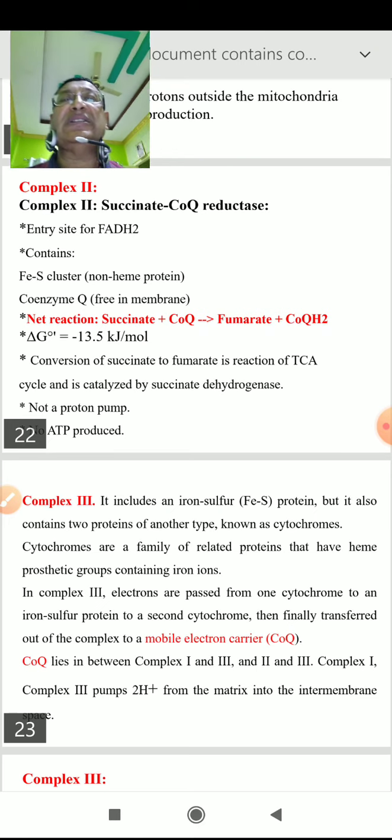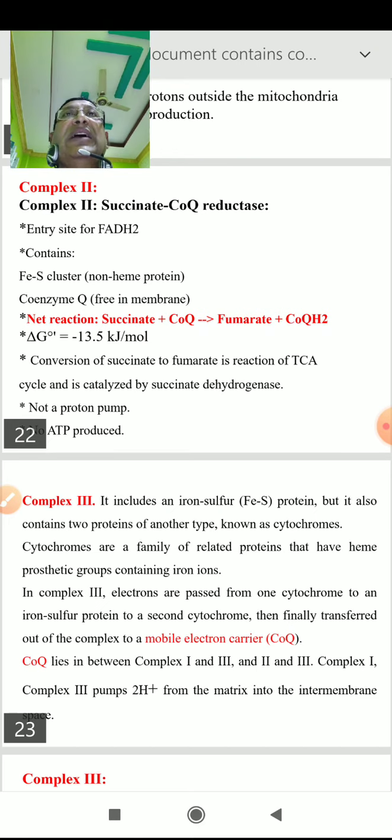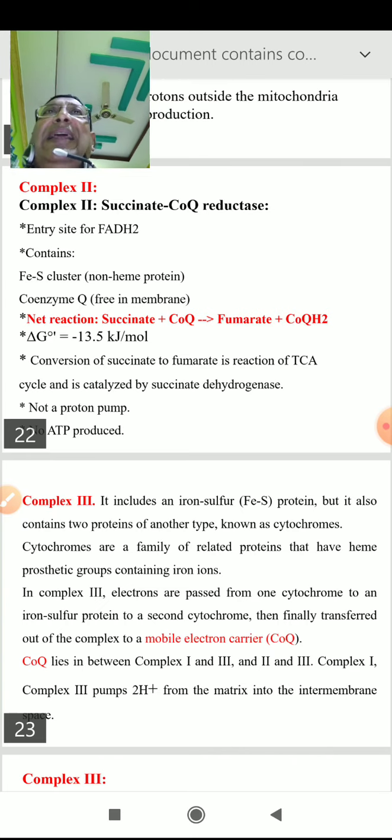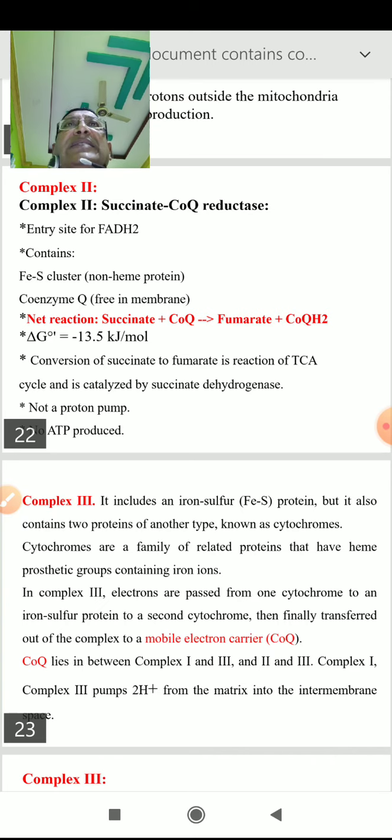Now complex 2 is succinate coenzyme Q reductase. The earlier one is also a coenzyme Q reductase, and this is also a coenzyme Q reductase. Coenzyme Q is connected to complex 1 as well as complex 2. That is, coenzyme Q lies between complexes 1 and 3 and between complexes 2 and 3. So it is a common electron carrier. The entry site is FADH2. It contains iron-sulfur clusters, non-heme protein, and coenzyme Q that is free in the membrane.